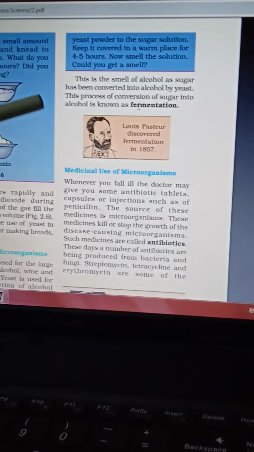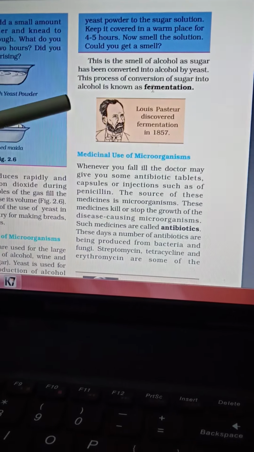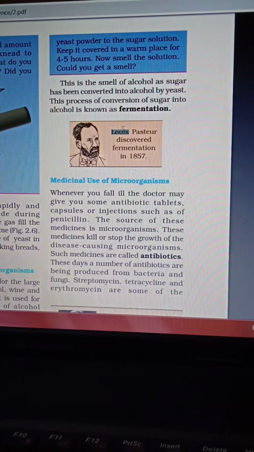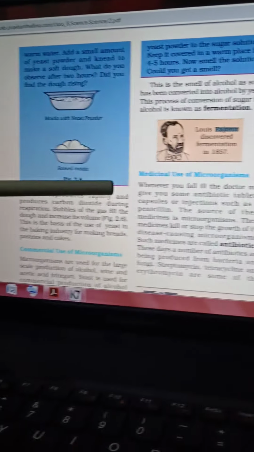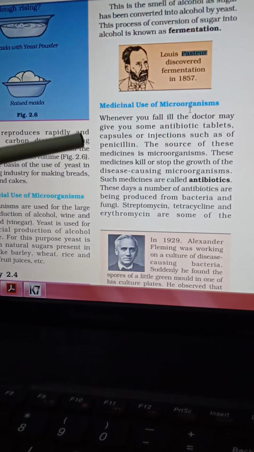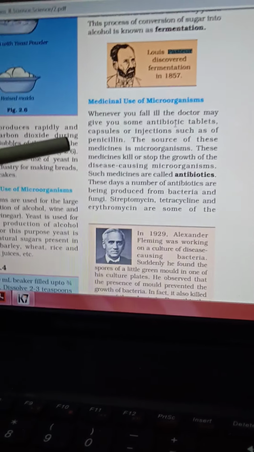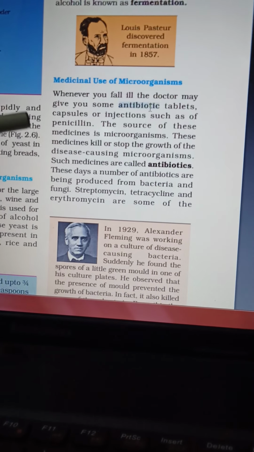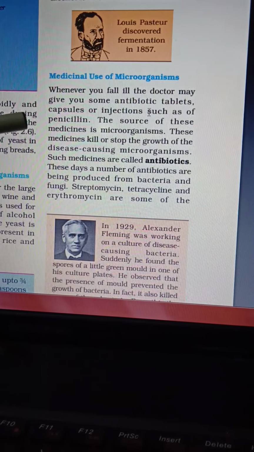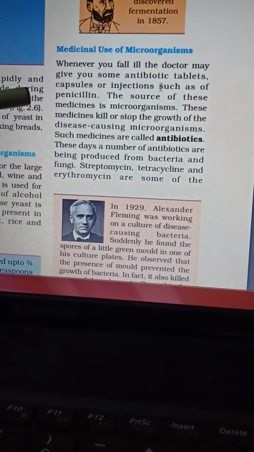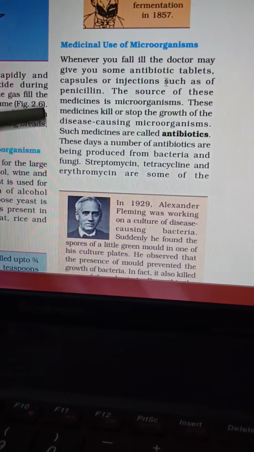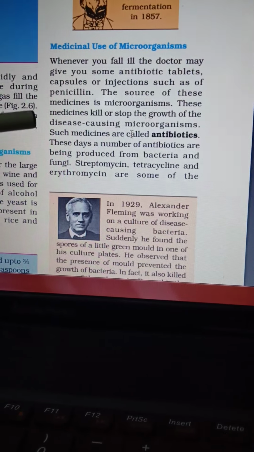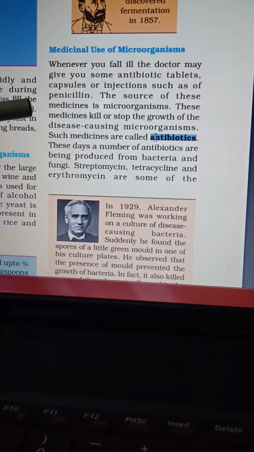And this fermentation process was first discovered by Louis Pasteur, a great scientist. He found out the fermentation process. And medicinal use of microorganisms. Some microorganisms like bacteria and fungi play a significant role in the preparation of medicine. These medicines kill or stop the growth of the disease-causing microorganisms. Such medicines are known as antibiotics.